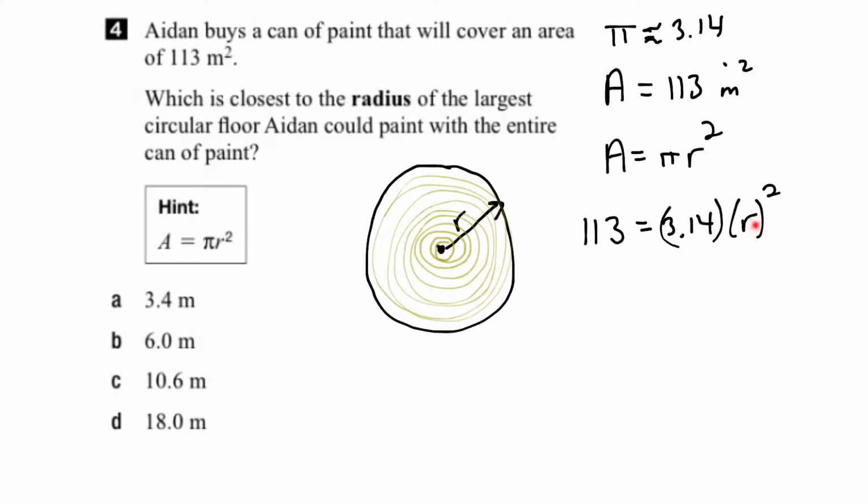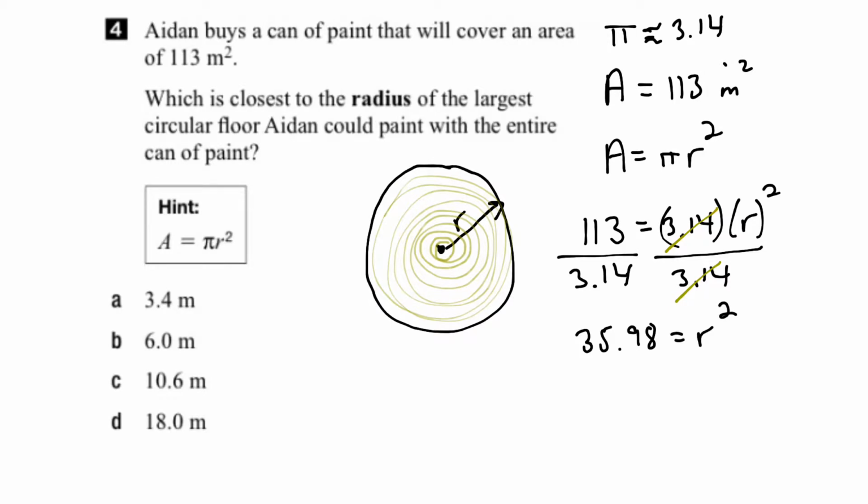Now we want to isolate the r, so what we do is we divide both sides by 3.14. Whatever we do to one side, we've got to do to the other. You'll notice here that 3.14 on that side cancels. And if we use our calculator, 113 divided by 3.14 is 35.98, and that would equal r squared.